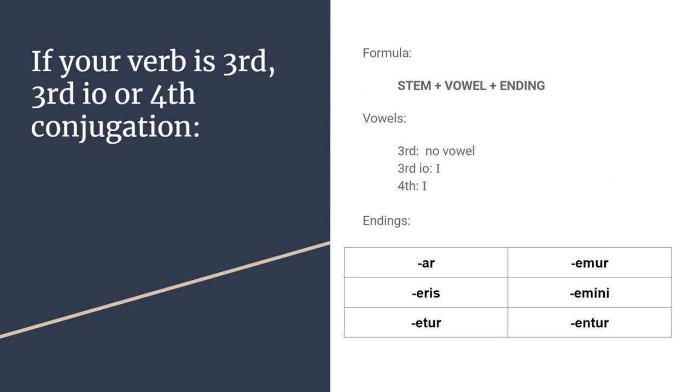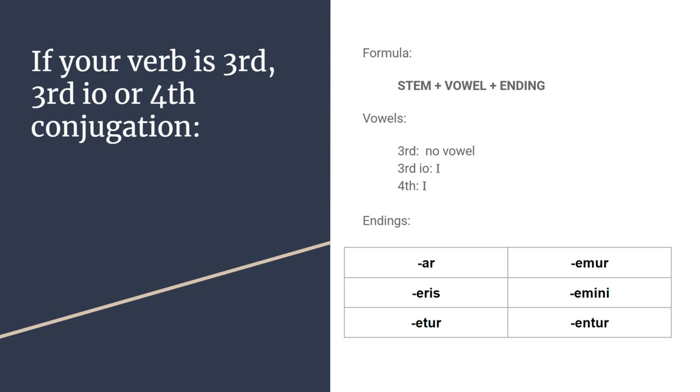All right, if you get a verb that is third, third IO, or fourth conjugation, you're going to use the same formula: stem plus vowel plus ending. Again, I like it because it's consistent. Your vowels for this are: third, no vowel, nothing extra to add. Third IO and fourth, though, both use an I as their vowel. How does third get away with having no vowel? Well, if you take a look at your ending set here at the bottom of the slide, you're going to see that these endings have a vowel already built in. So not having a vowel extra to add is a unique feature of the third conjugation, and it's going to work out just fine, okay?